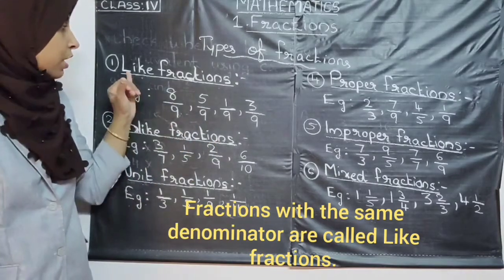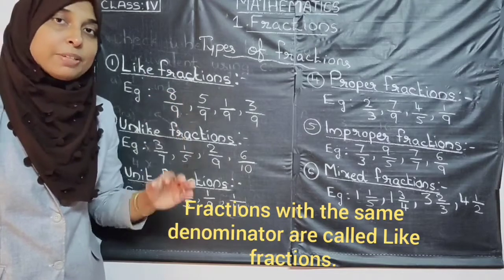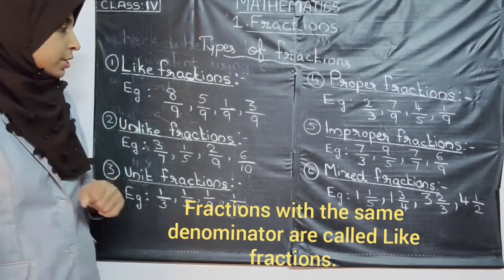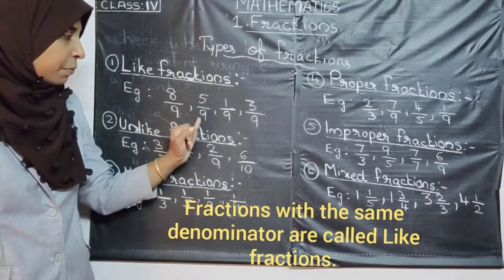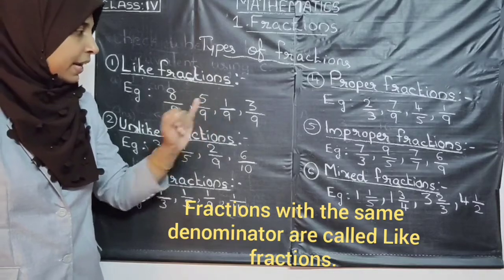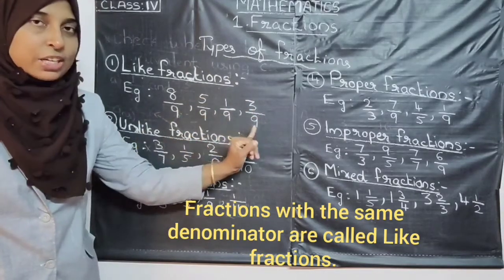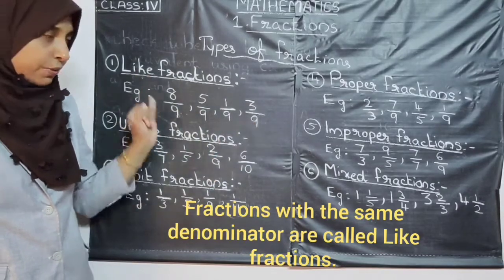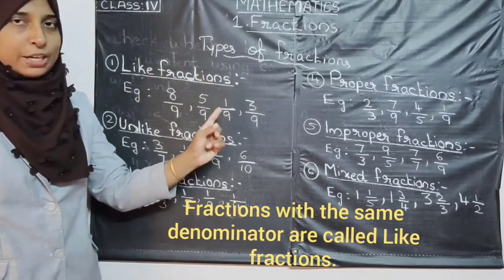Okay, so what are called like fractions? The fractions which have the same denominators are called like fractions. Look here, example: 8 by 9, 5 by 9, 1 by 9, 3 by 9. For all these fractions, the denominator is 9, the same. So the fractions which have the same denominators are called like fractions.